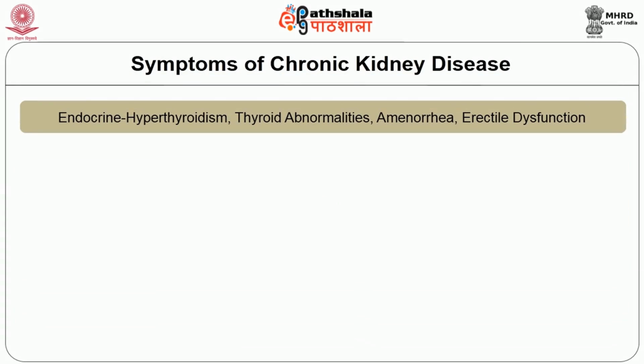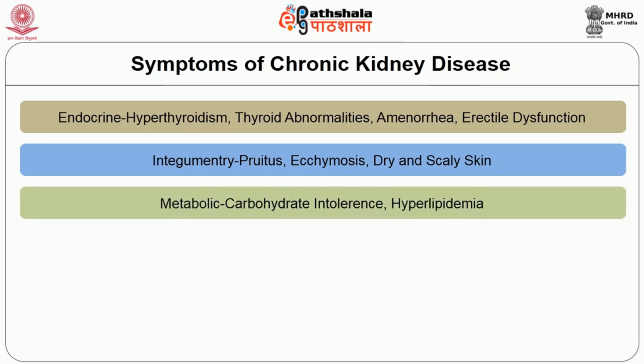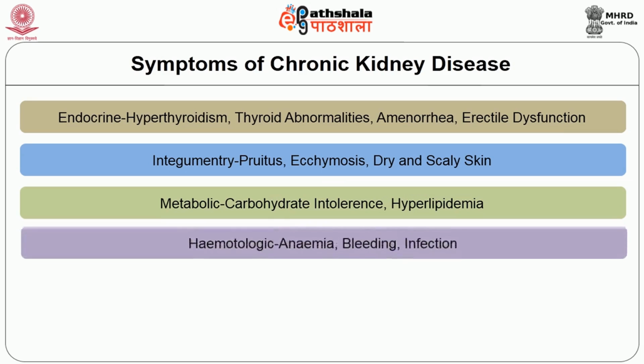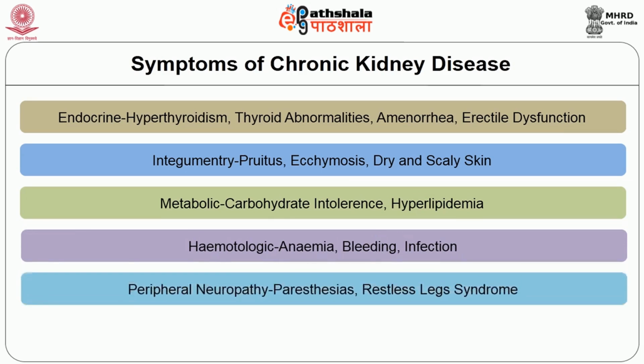With relation to endocrine, there are chances of hyperthyroidism, thyroid abnormalities, amenorrhea, erectile dysfunction, and integumentary, there is a chance of pruritus, ecchymosis, dry and scaly skin, and there is metabolic carbohydrate intolerance, hyperlipidemia, and with relevance to hematologic, there are chances of anemia, bleeding and infection, and there are chances for peripheral neuropathy, paresthesia and restless leg syndrome.